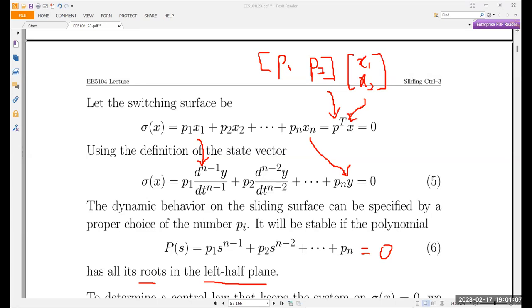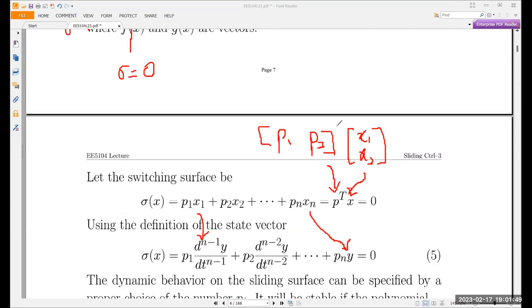Okay, so just now I said you have to choose sigma, the switching surface, and it is P1 X1, P2 X2, P3 X3. To understand things, let's just think of a second order system, X1, X2. To make life easy, you choose P1 as 1 and P2 as 1. So you can then visualize, what is sigma? For a second order system, sigma is just X1 plus X2.